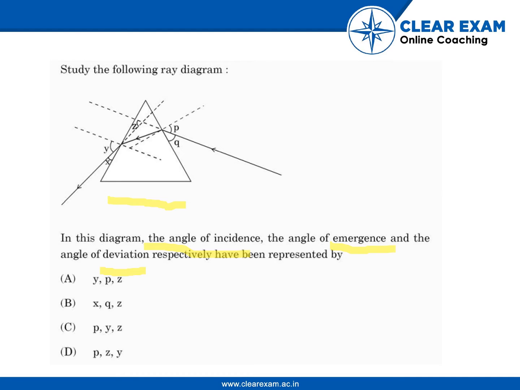Angle of incidence is the angle that is formed between the incident ray and the perpendicular drawn on that surface on which the incident ray falls. Therefore, angle of incidence would be identified by this angle, that is angle P.